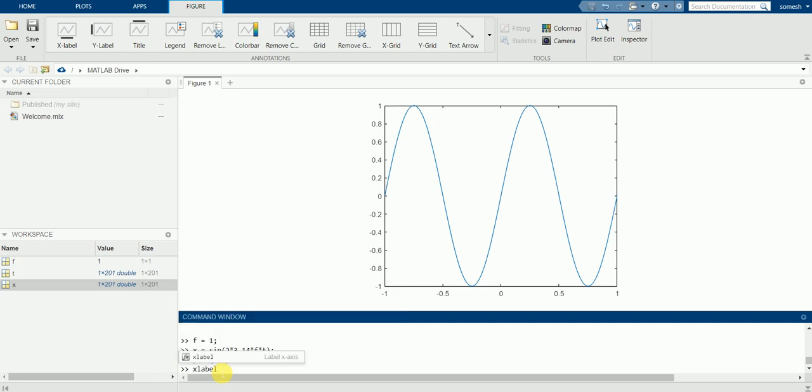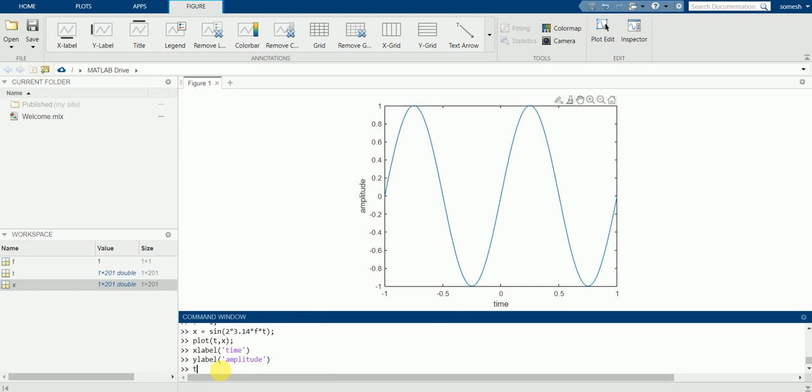For the x label, let's write time. Okay, so x is time, and we know y is amplitude. Y label as amplitude. So here it is, x is time and y is amplitude.